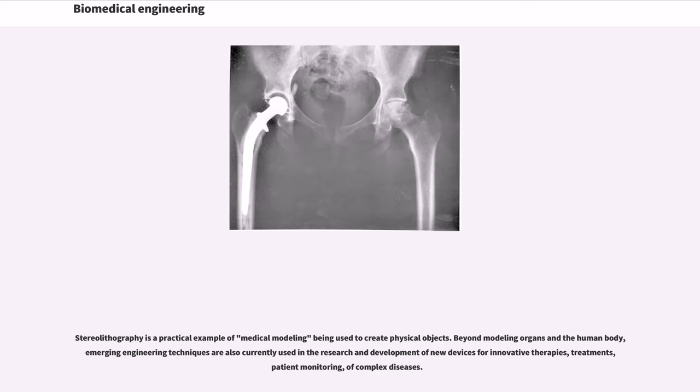Stereolithography is a practical example of medical modeling being used to create physical objects. Beyond modeling organs and the human body, emerging engineering techniques are also currently used in the research and development of new devices for innovative therapies, treatments, and patient monitoring of complex diseases. Medical devices are regulated and classified in the U.S. as follows. See also regulation.